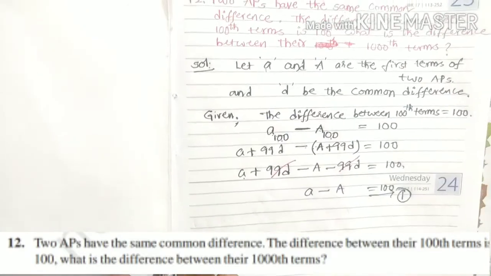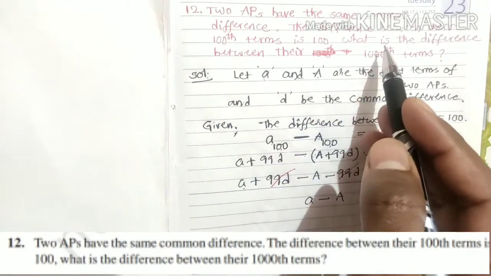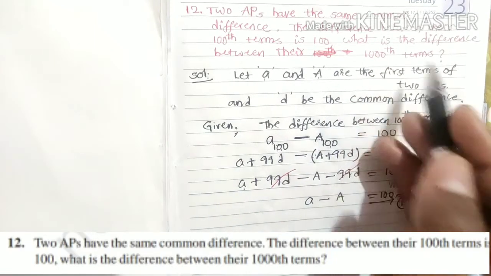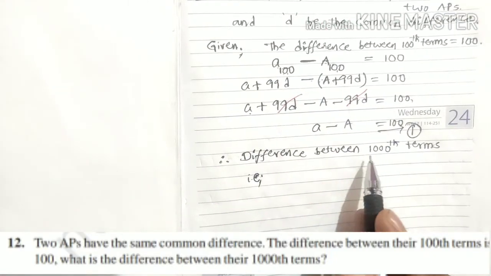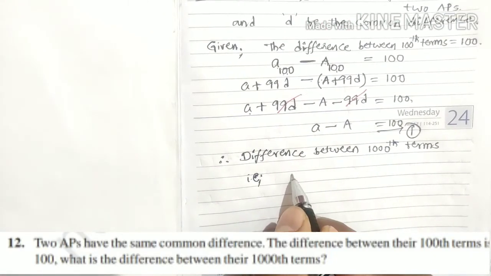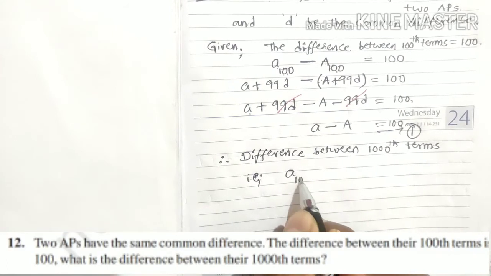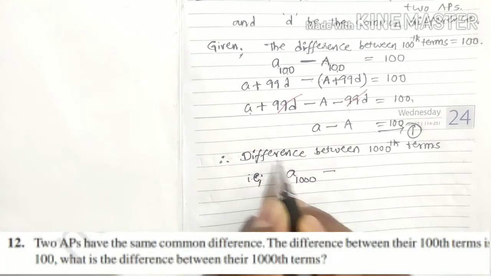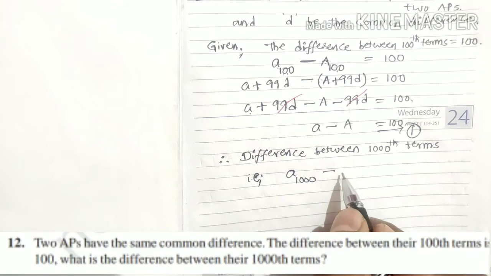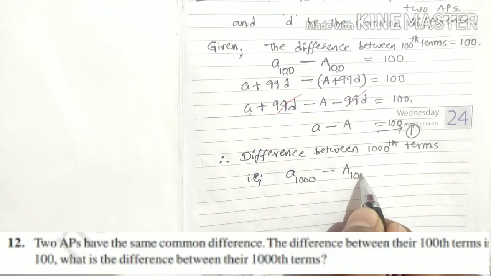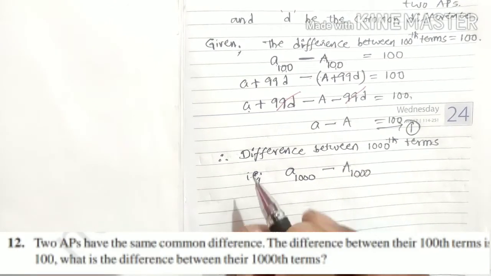Next, go to the question. In that question, they are asking us to find the difference between their 1000th terms. Difference between 1000th terms: the first AP's 1000th term is represented by A1000, minus, difference means subtraction, the second AP's 1000th term, capital A1000. This only they are asking us to find.